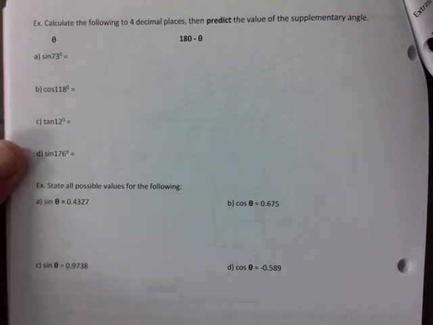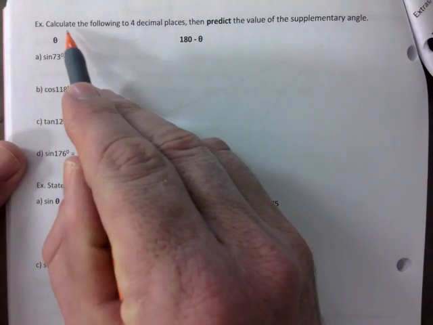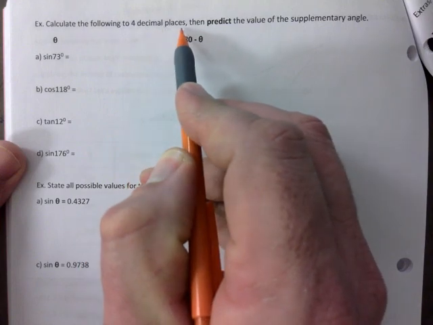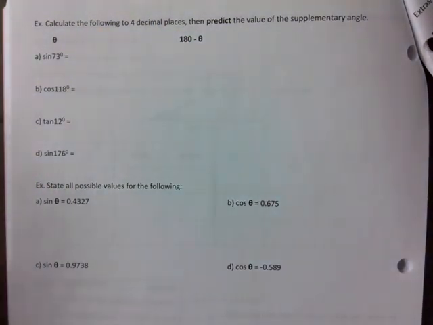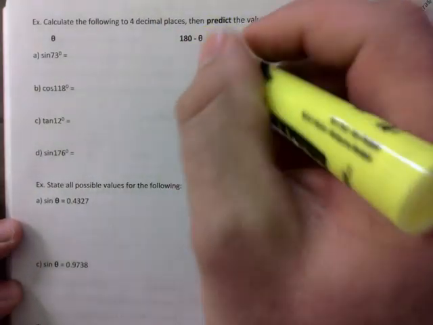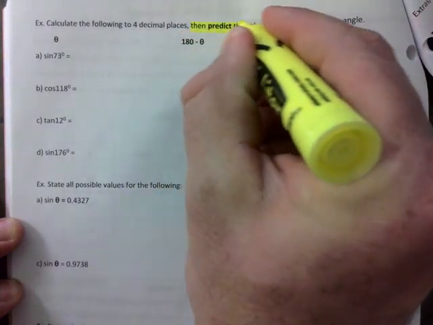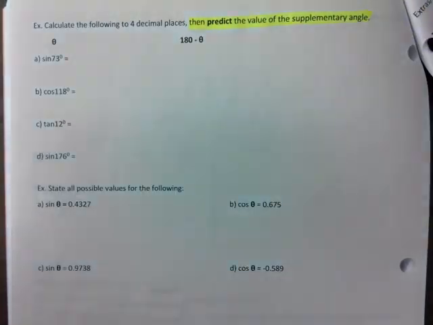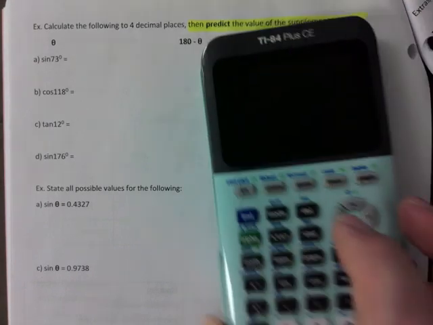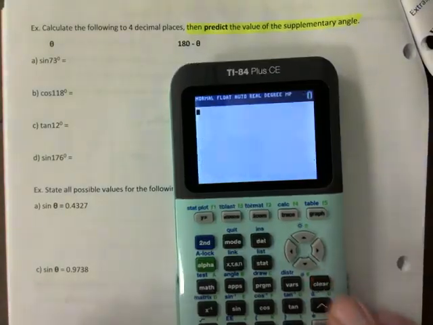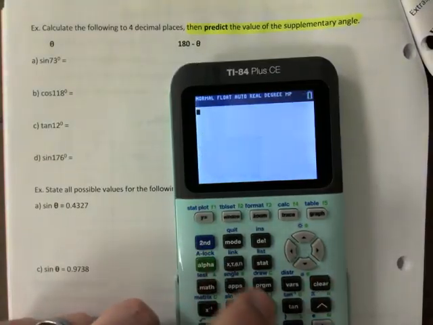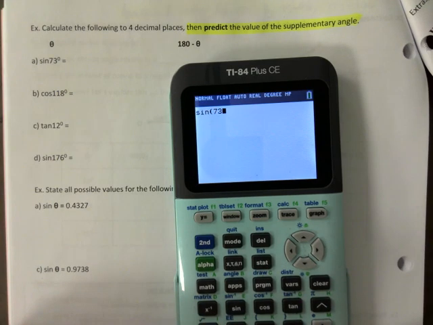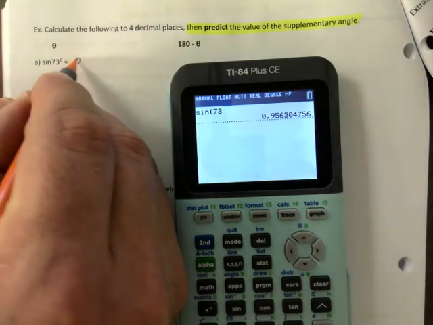Okay? So we're on 97. I'm asking you to calculate the following to 4 decimal places. Then we're going to, without a calculator, just predict the value of the supplementary angle. So let's figure out what sine of 73 is. Grab your calculator, you go sine of 73. That is 0.9563.